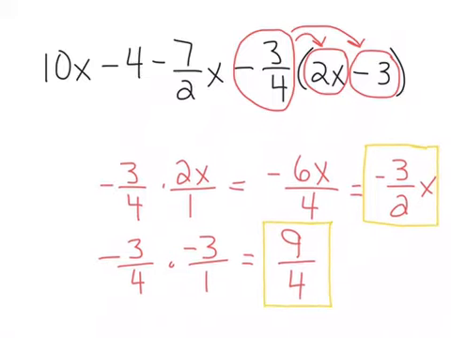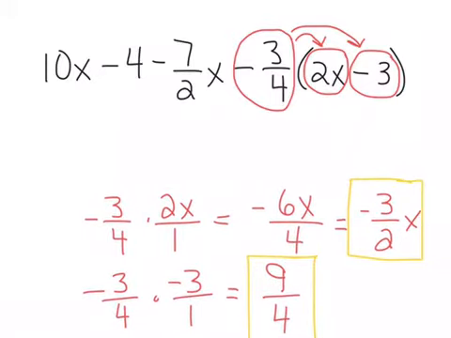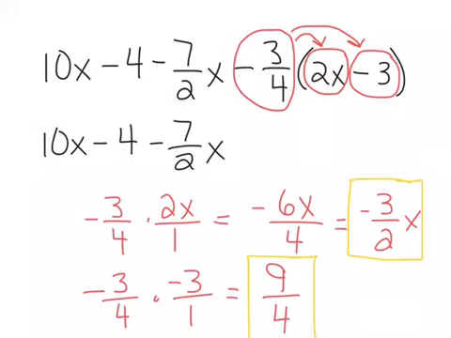So let's move this down so we have some space to rewrite what we have up top. And we have 10x minus 4 minus 7 over 2x. And then from down below we have a negative 3 over 2x and then a plus 9 over 4.